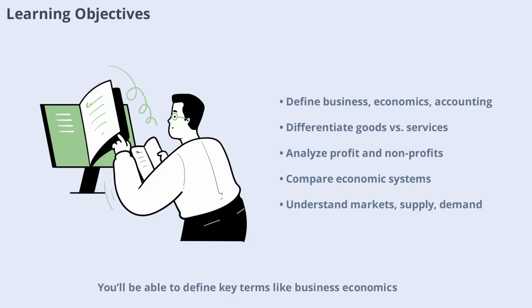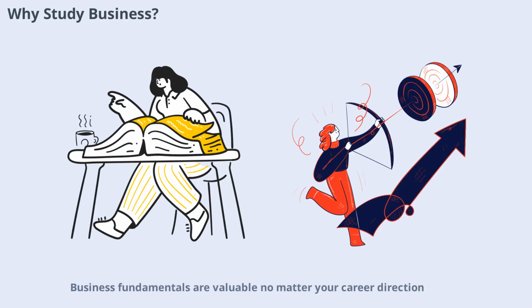You'll be able to define key terms like business, economics, and accounting. You'll learn to distinguish between goods-producing and service-producing businesses, analyze how companies make a profit, and identify what makes a nonprofit organization unique. We'll also compare different economic systems, explain how markets, supply, demand, and competition influence resource distribution, and describe the economic cycle and how growth is measured. Finally, you'll understand why accounting and cash flow analysis are vital to business success, and the differences between managerial and financial accounting.